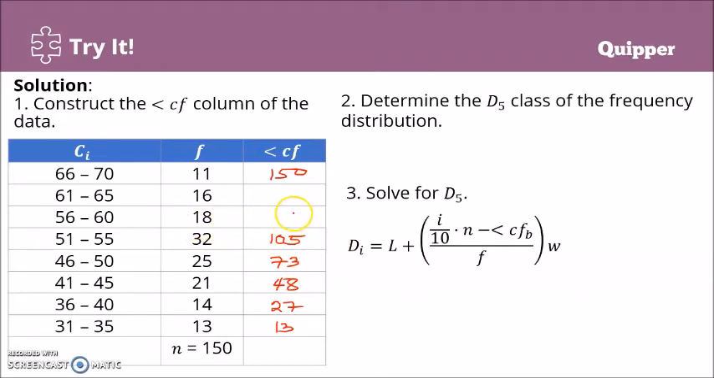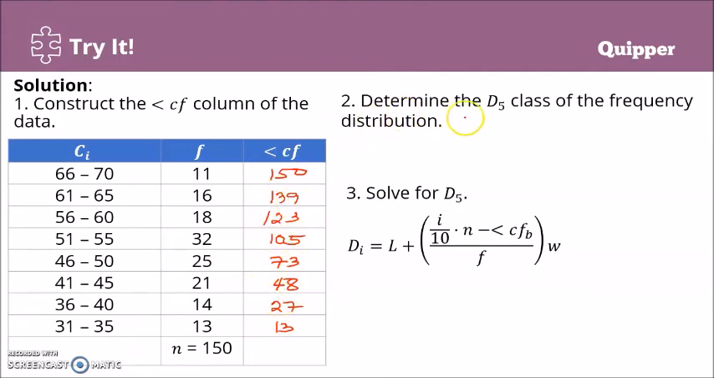105 plus 18, that is 123. 123 plus 16, that should be 139. Okay, tama ba? Alright. And 139 plus 11, so that should be 150. Very good. So, this is our less than cumulative frequency.